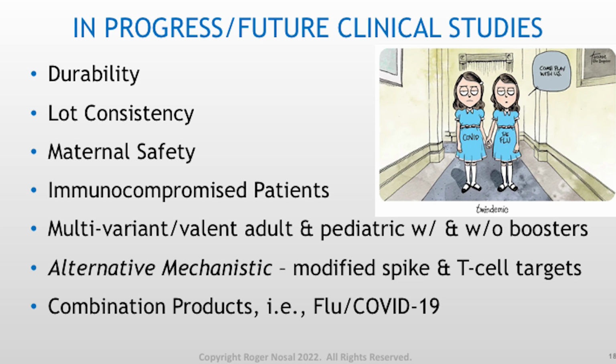We are looking at maternal safety. So in other words, when do we administer this to pregnant women? And at what point is that an appropriate approach? We did run some clinical trials, similar to the clinical trials we've done with RSV patients, because we are also looking at an RSV vaccine that's not mRNA related. Immunocompromised patients. They're the ones that we're worried about the most, obviously, because they're the ones who could be put in a position where the vaccines either cannot be administered or they don't work. Multivariant and valent adult and pediatric with and without boosters.